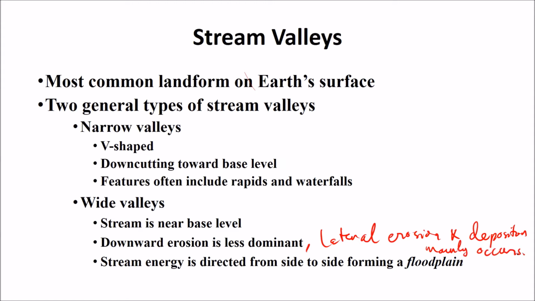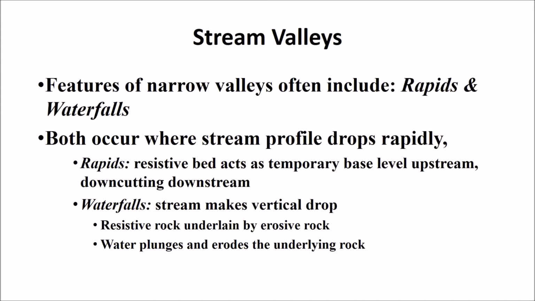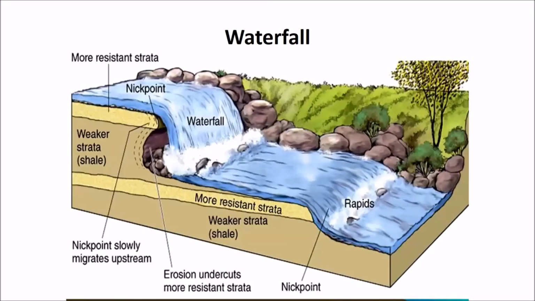Okay, and the stream energy is directed from side to side, forming a flat plane. So let's see the next figures to show later on. So this is the slide to talk about the features of narrow valleys. We talk about rapids and waterfalls. I think it's better to see this figure. What is a waterfall and what is rapids?